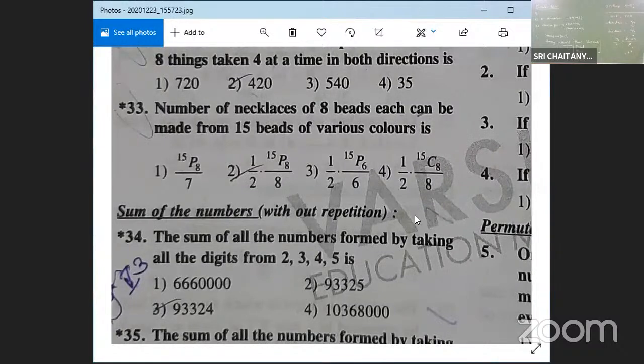So 15P8 by 2r. 2r is equal to 2 into 8, 16. 15P8 by 16 is the answer. Copy that one, problem number 33. Put N is equal to 15. N value is equal to 15.